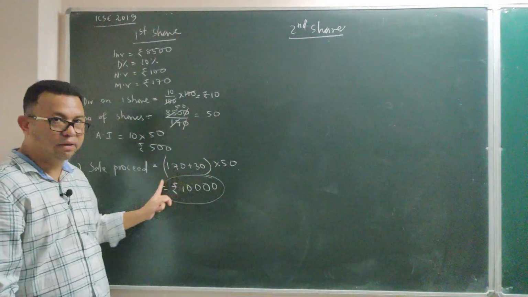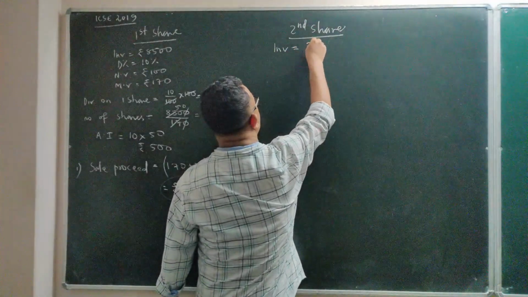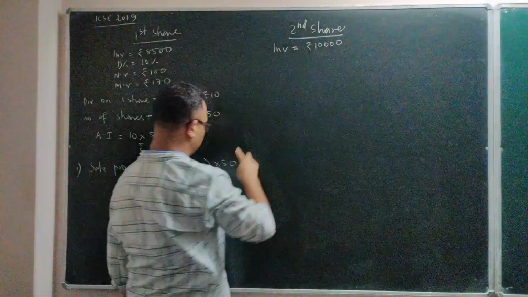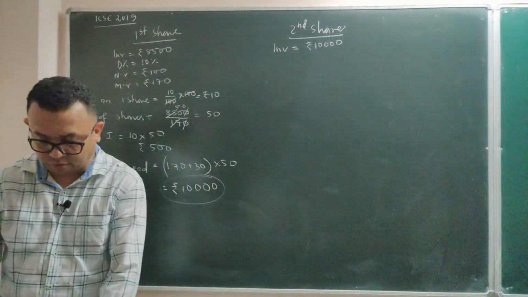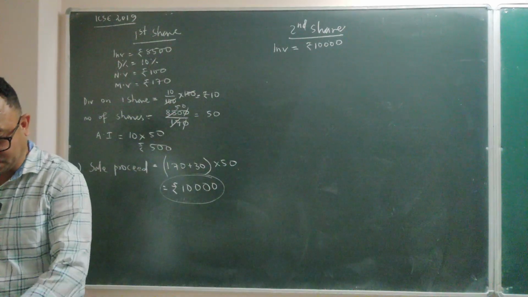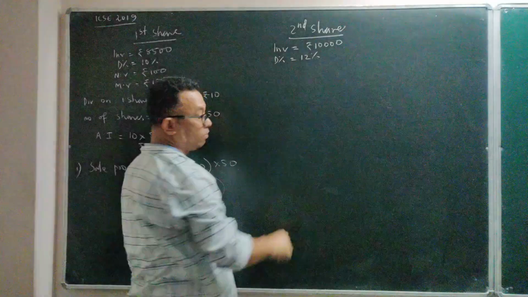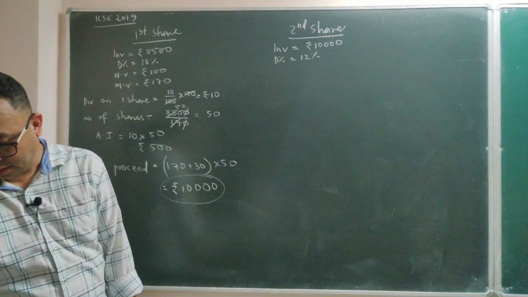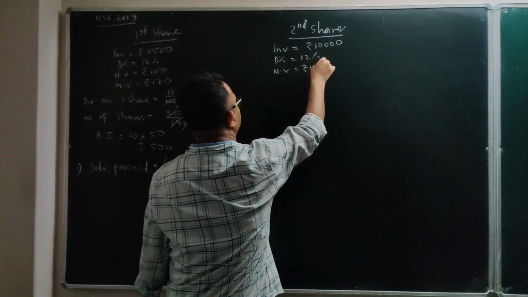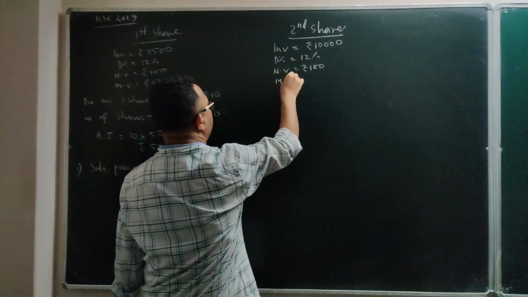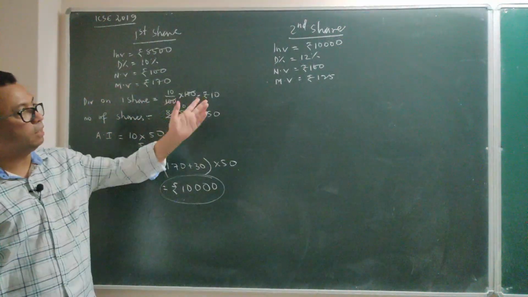Now this sell proceed which I have calculated, I'll make this the investment in the second share. So investment in the second share is 10,000. Now let's write down things about the second share. He invests the proceed in 12%, so the dividend percent is 12%. Then rupees 100 shares, so nominal value is rupees 100, at 125, means market value is 125. So now I have everything required to calculate the annual income.